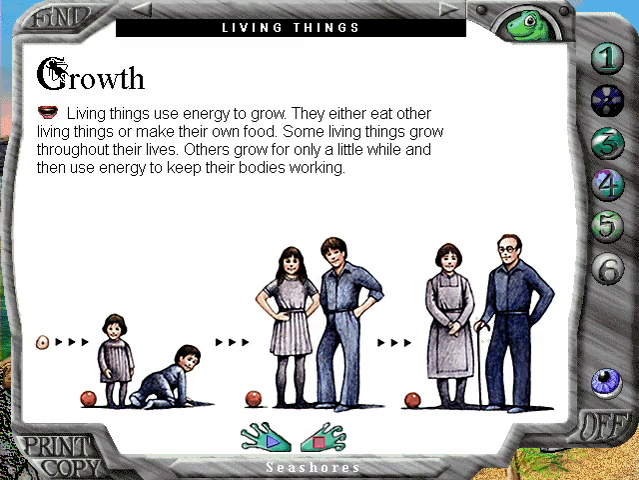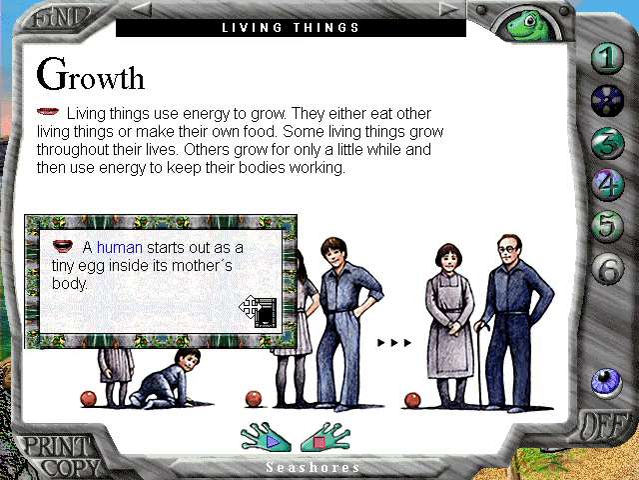Now the growth. Living things use energy to grow. They either eat other living things or make their own food. Some living things grow throughout their lives. Others grow for only a little while, and then use energy to keep their bodies working.